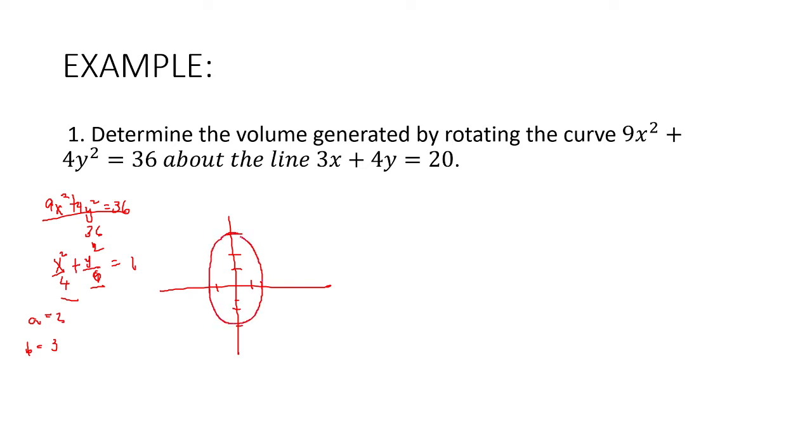Okay. So what about 3x plus 4y equals 20? So 3x plus 4y equals 20 is just a line somewhere here. Okay, so determine the volume by rotating the curve about the line 3x plus 4y equals 20. So we have volume is equal to 2 pi r A.